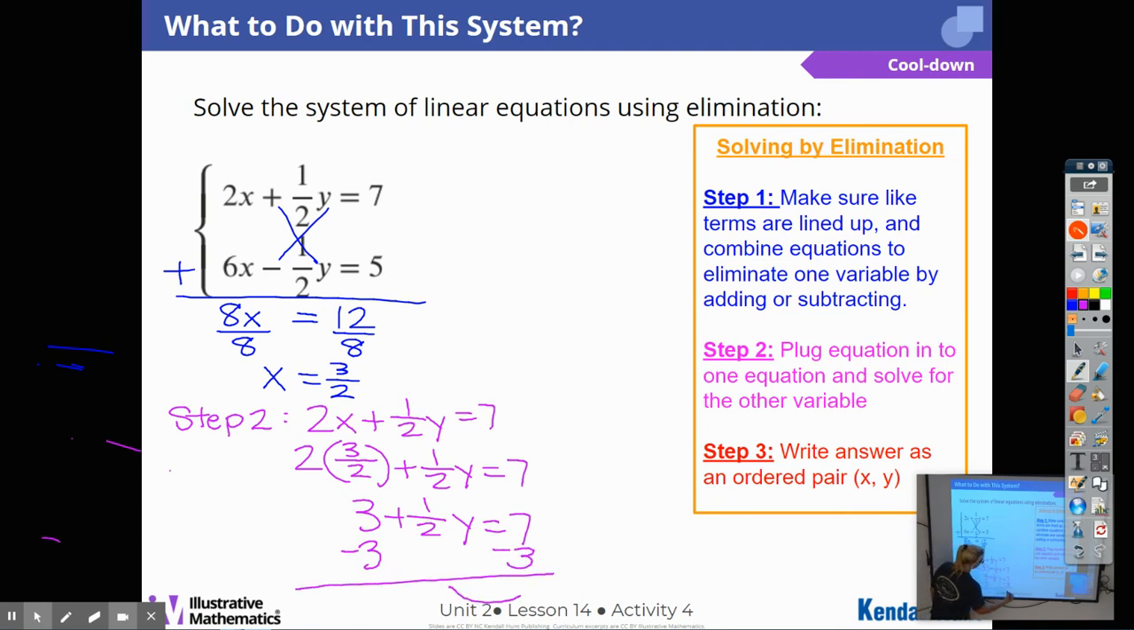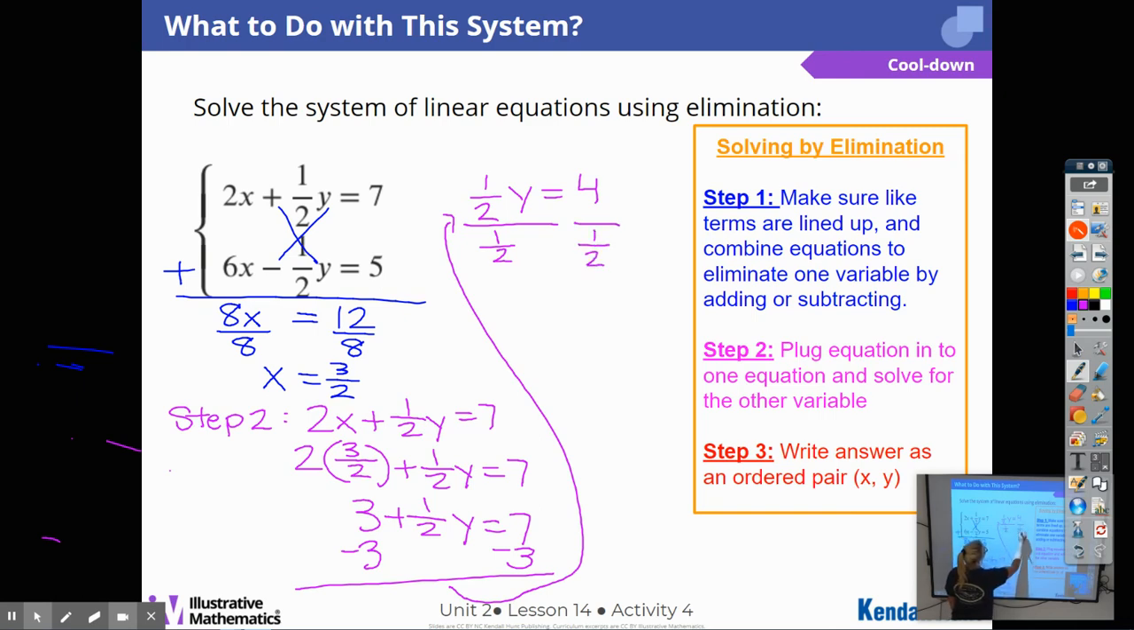And you're left with 1/2 y equals 7 minus 3, which is 4. Divide by 1/2 on both sides. That cancels out, and y equals 8. So for step 3 here, we have 3/2 comma 8. All right, so hopefully this helps you out.